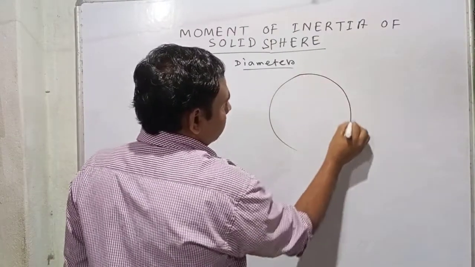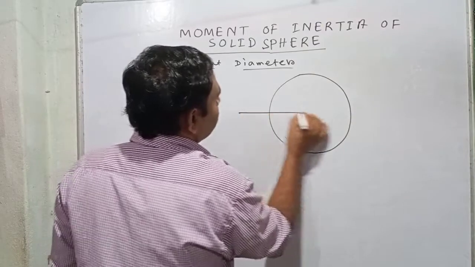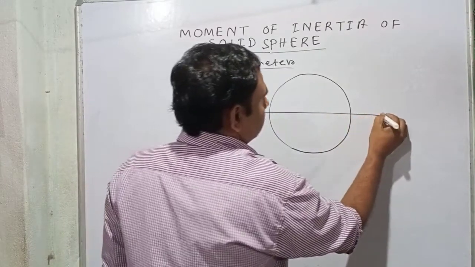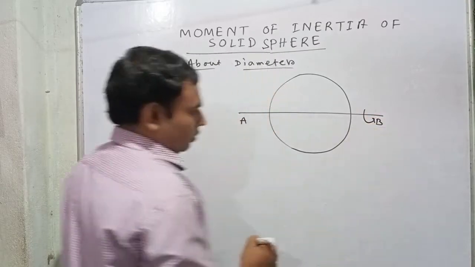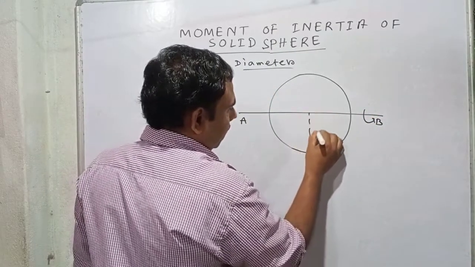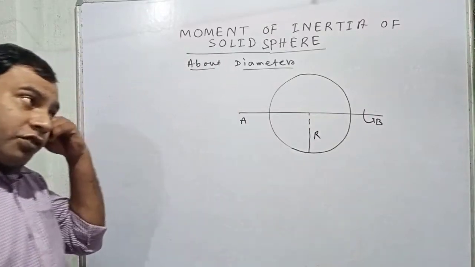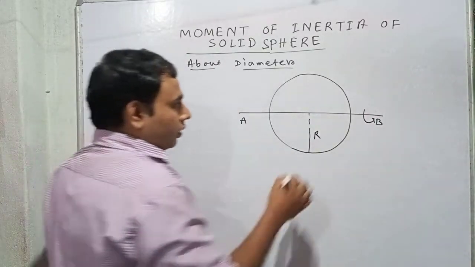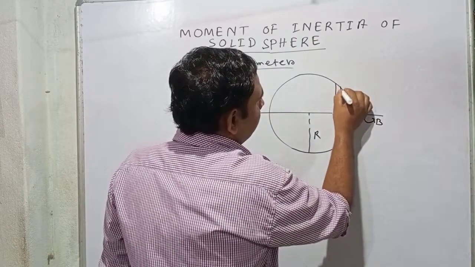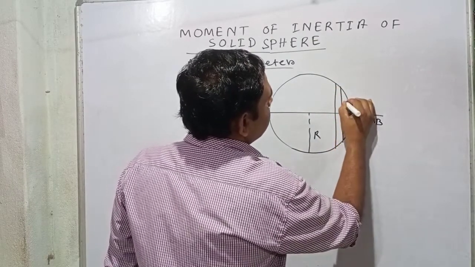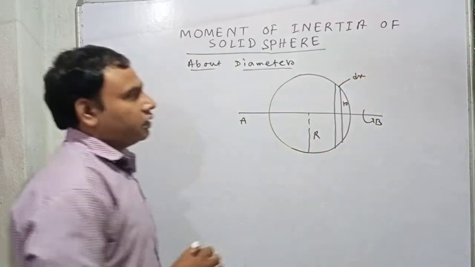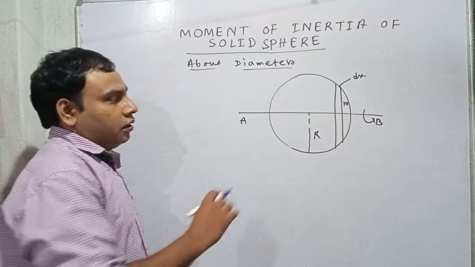This is the solid sphere, and we consider this as the axis and this is the diameter of the solid sphere, having radius capital R. We consider a small element having radius small r and thickness dx. Thickness is dx and radius small r.